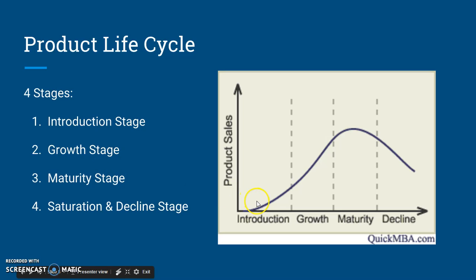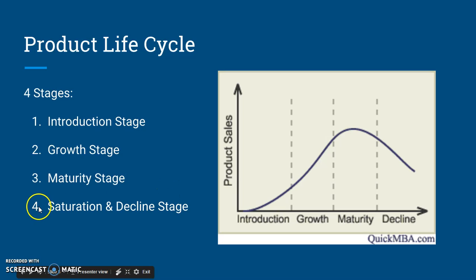Therefore, there is a growth stage. Sales are going to climb. People are going to be purchasing the product. Then there comes a time when that product is going to lose some of that newness. Therefore, the sales are going to start to level off and plateau. This is known as the maturity stage.